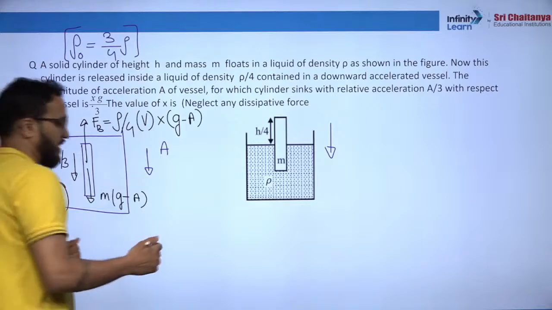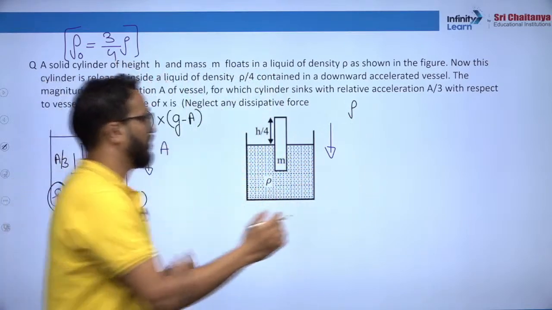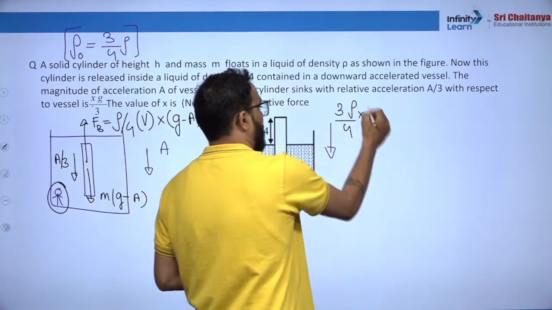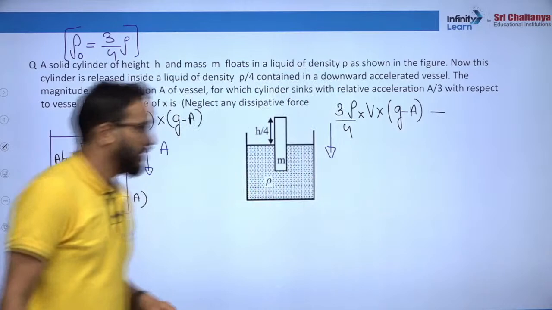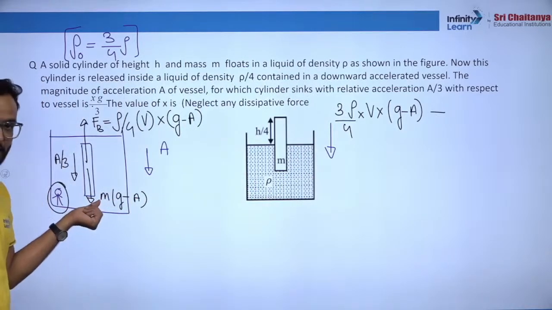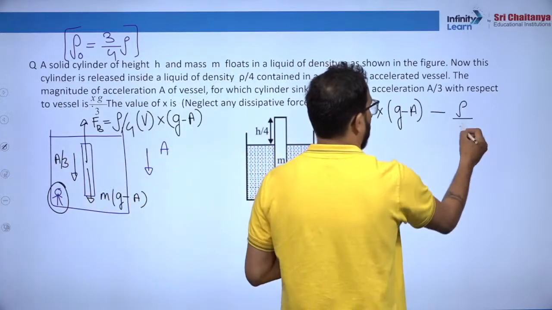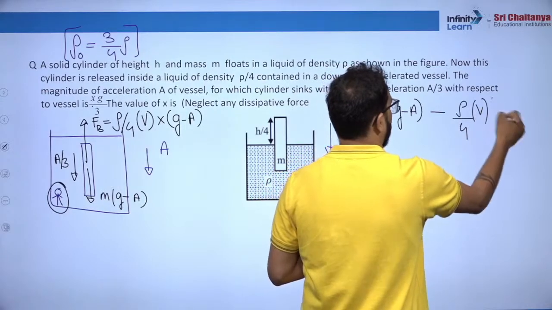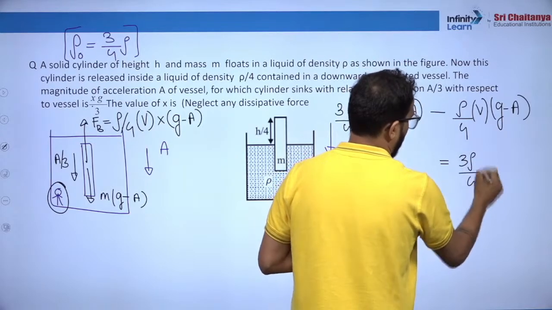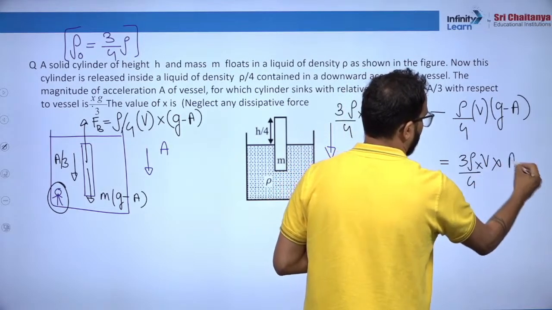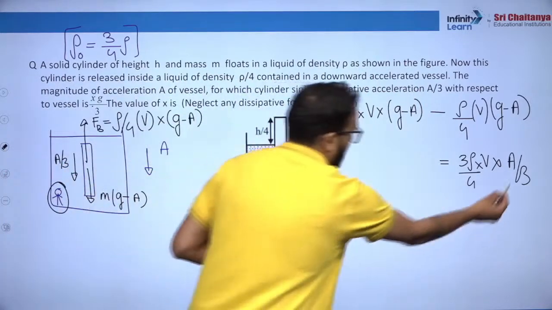So what you will do, you will say, sir, m is what? Density of the object. Density of object is what? 3 by 4 rho into complete volume into g minus a, minus. So this force is what? Mass is what? Density into volume, density of object into volume, minus buoyancy force is how much? Rho by 4 into volume into g minus a is equal to 3 rho by 4 into volume into a by 3. Did you understand? So this is the final equation that you will get.